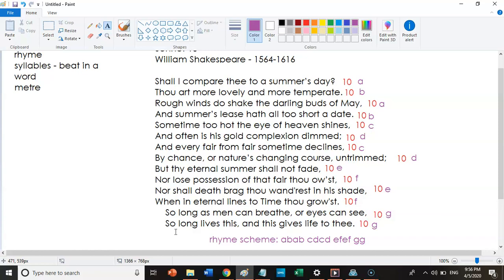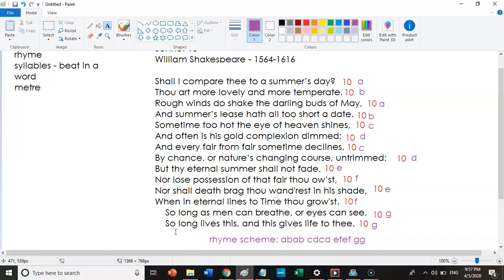So this is what you need to do with your poem, the poem that you pick. Now I imagine that some of you have done this before. In fact, I know some of you have done this before because I taught you some sonnets for your EFL coursework. So therefore, the next bit is a challenge, and it's all about metre.